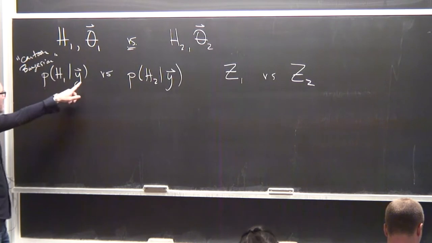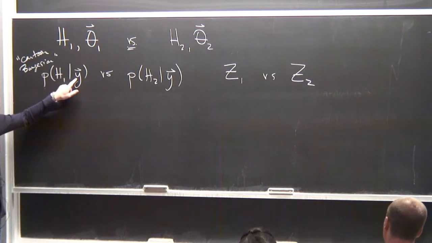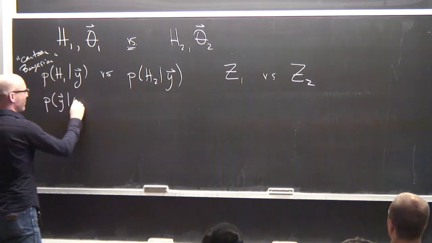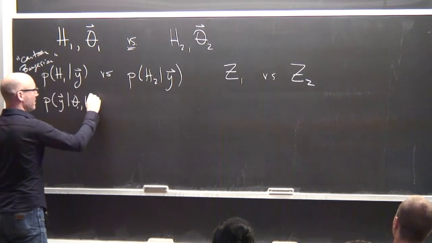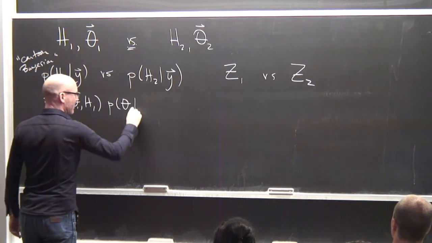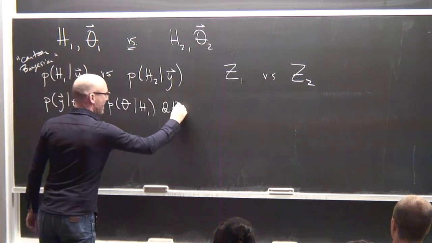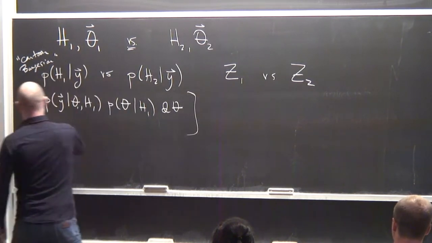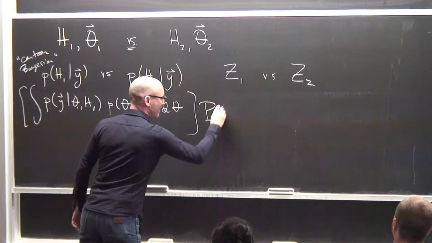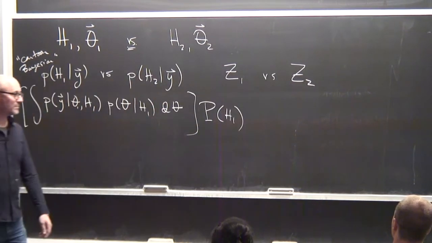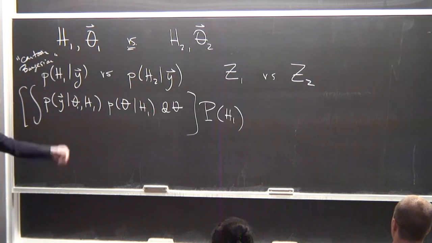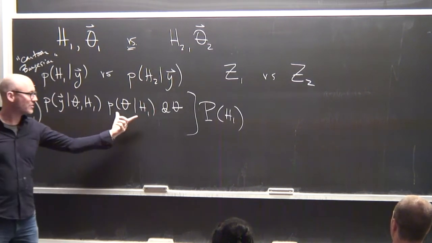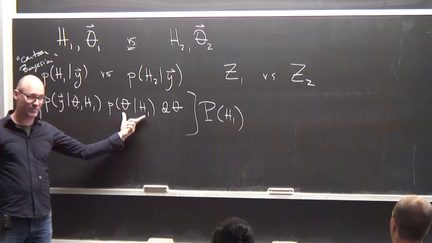One of the reasons this is wrong is these integrals are very hard to do. Notice, what is this integral? This integral is the integral of p of y given theta, comma H1, times p of theta given H1, d theta, times some overall probability for H1. It's this integral. Now this integral is a hard integral because you have to do it over the entire parameter space.